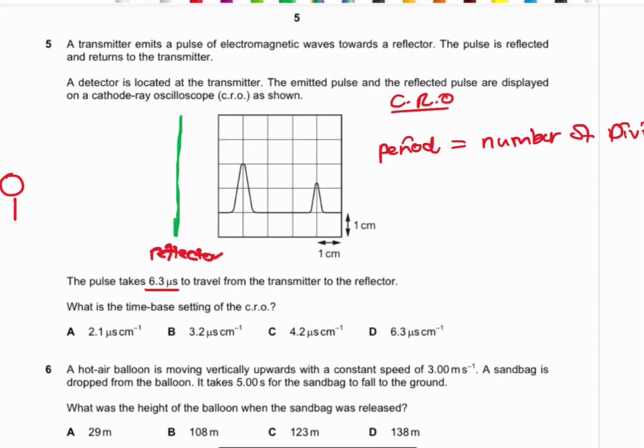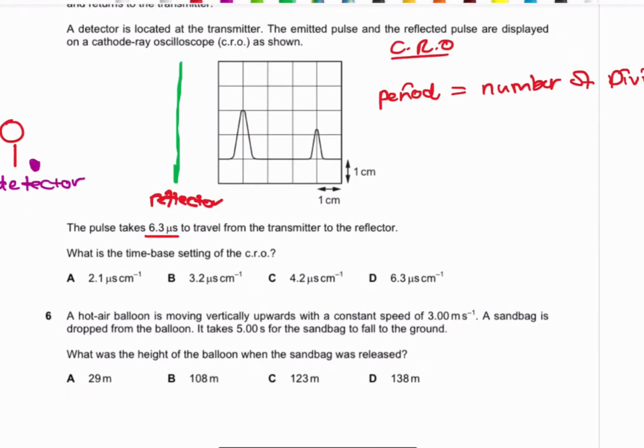So the emitted pulse and the reflected pulse. This is the emitted pulse. If this is our transmitter and the pulse returns to the transmitter, the detector is actually here. According to the question, this is where we also have our detector, which is going to detect that pulse itself. So this is the emitted pulse and this is the reflected pulse.